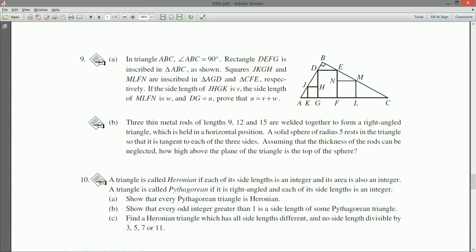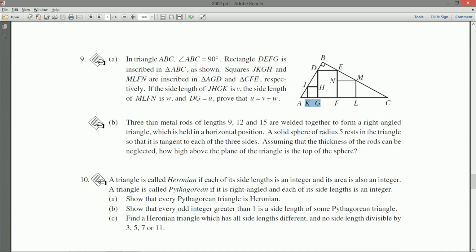Okay, so what does question 9 say? Well, 9a, in triangle ABC, whoa, that is a busy triangle. Angle ABC is 90 degrees. We got that shown. We have some rectangles, so I'm betting there'll be some more 90 degrees in here. We have rectangle DEFG, and it's just inscribed as shown. And then we have squares JKGH and MLFN, and they're inscribed in AGD and CFE respectively.